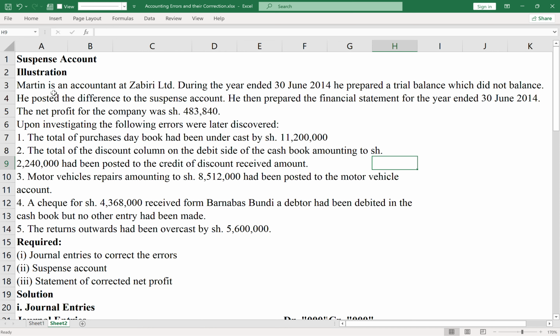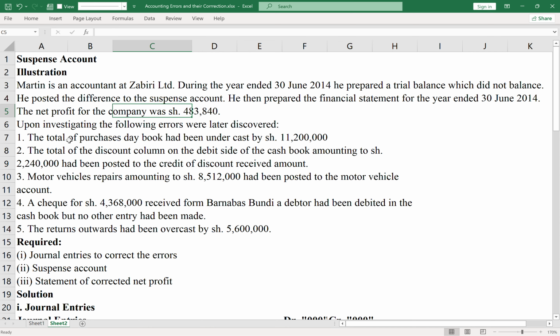For Suspense, we are told Martin is an accountant at Zabili Limited. During the year ended 30 June 2014, he prepared a trial balance which did not balance. He posted the difference in the Suspense account. He then prepared the financial statements for the year ended June 30, 2014. The net profit of the company was 483. We shall use this one. Upon investigating, four errors were later discovered.